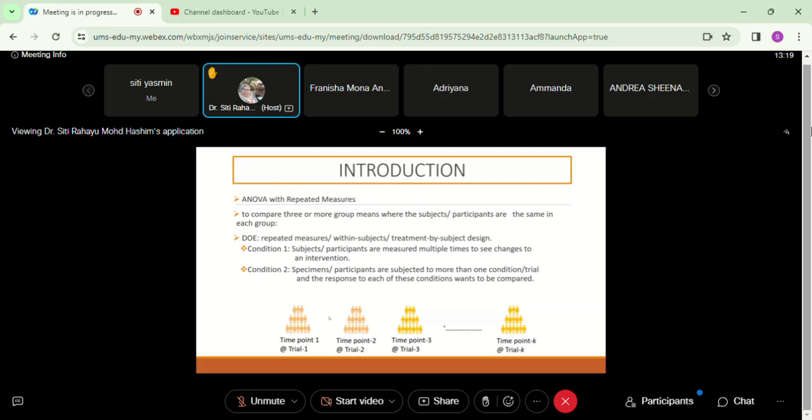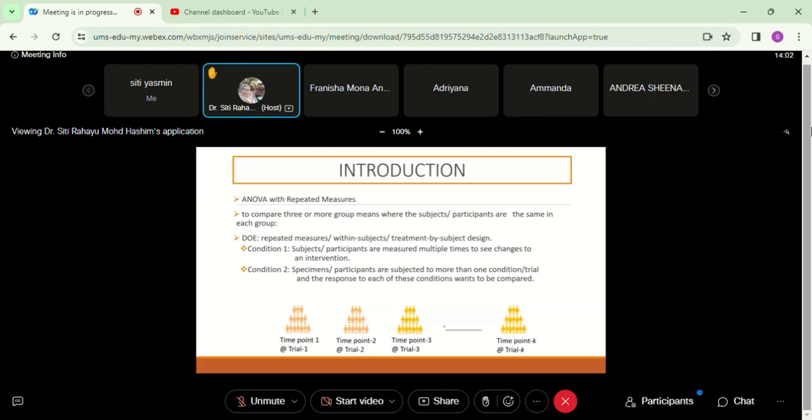As you can see from the slide, we have time point 1, time point 2, time point 3, up to time point K. If we have K time points, it means that we need to perform Anova with K dependent samples. So to compare 3 or more groups where the subjects or participants are the same in each group, the design of experiment for this type of analysis is called repeated measures or within subject experiment or treatment by subject design. These are the keywords that you need to remember related to ANOVA with dependent samples.